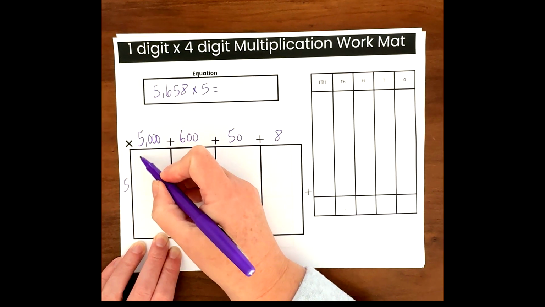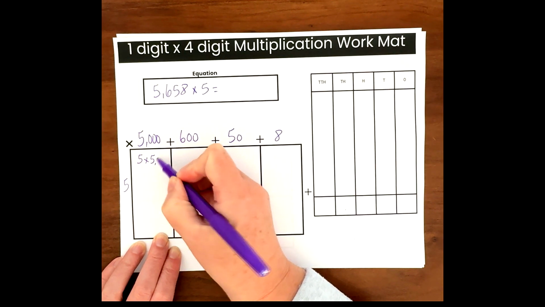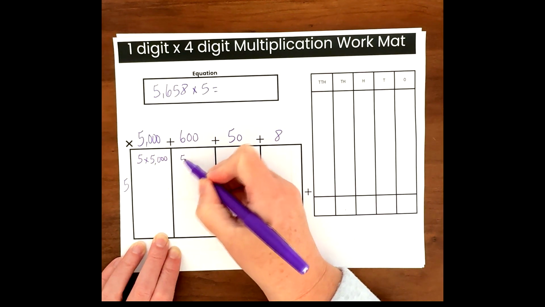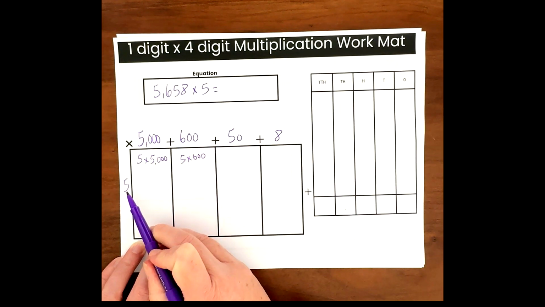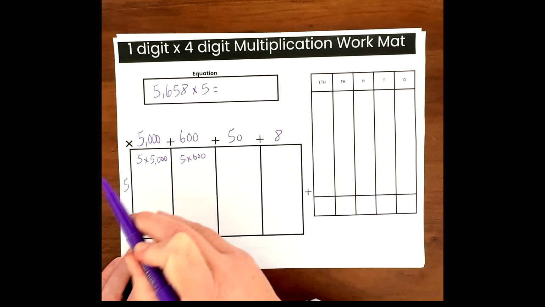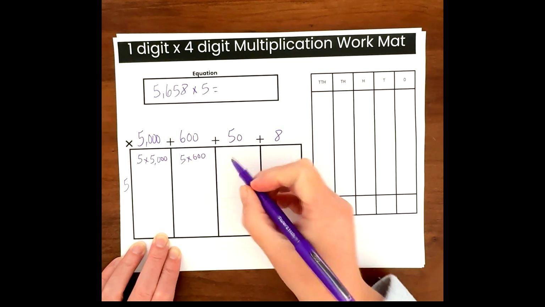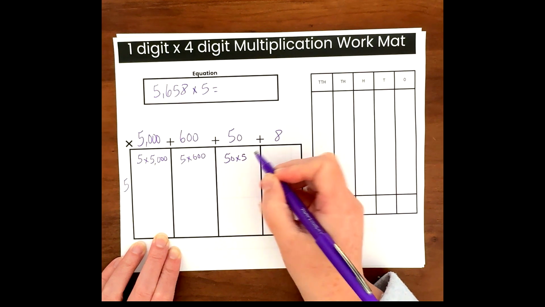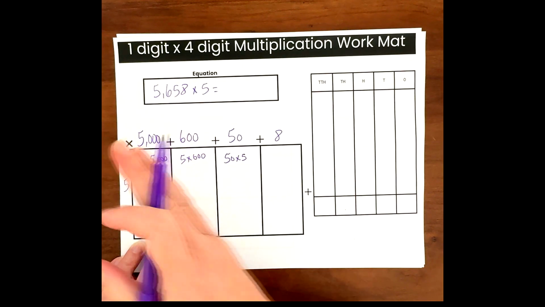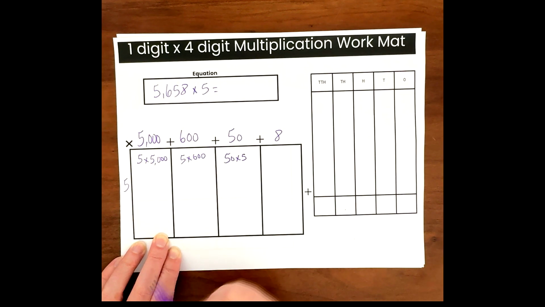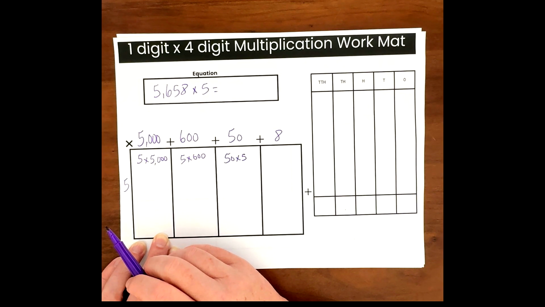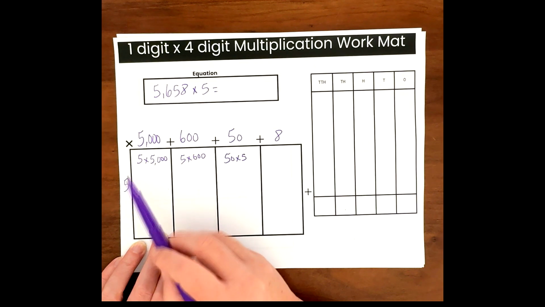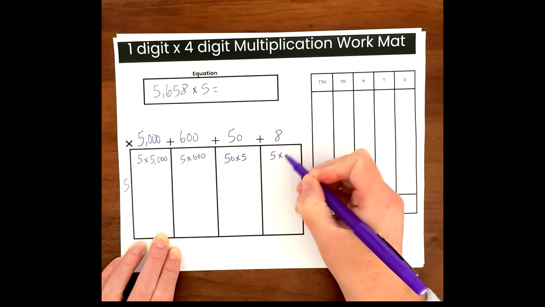5 times 5,000, 5 times 600. And you notice I will even make them touch it with their pencil. 5 times 50. And it's just creating those neural pathways, getting that brain working in as many possible ways. Say it, touch it, write it, activating all of those different neurons. And then finally we have 5 times 8.